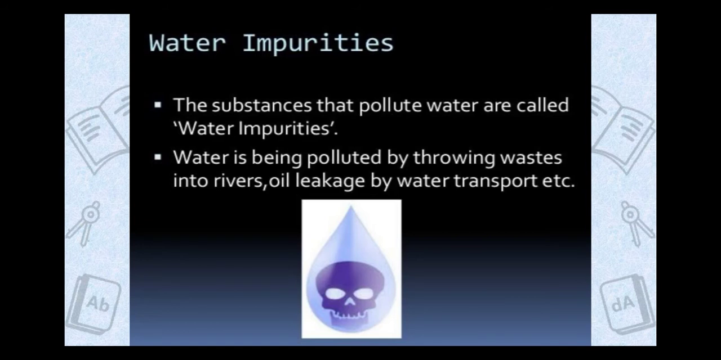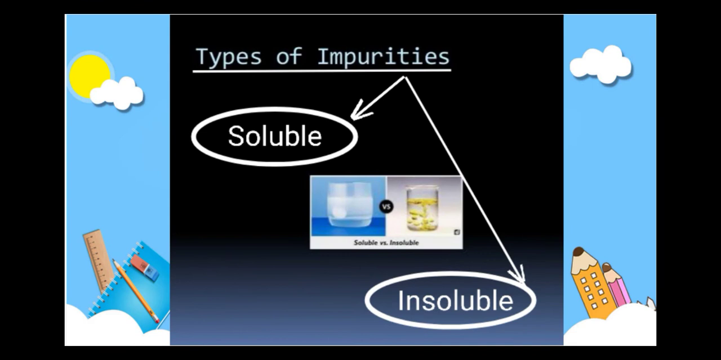What are water impurities? The substances that pollute water are called water impurities, or the substances that make the water unfit for use are called water impurities. Water is being polluted by throwing waste into rivers, due to oil leakage by water transport, and there are so many other reasons for the pollution of water. Today we will discuss the types of impurities and the ways to remove these impurities from water.